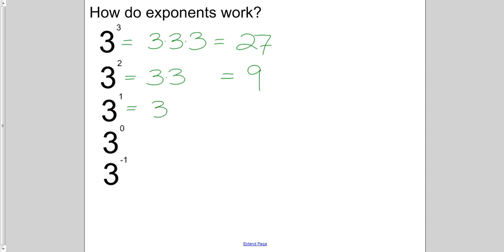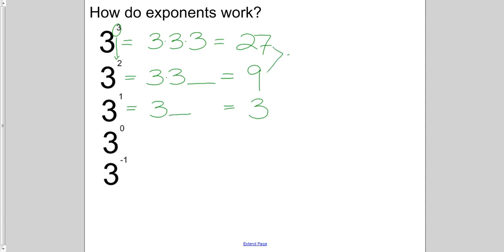Let's start off by looking at how exponents work. What we're going to look for here is a pattern. So we know at this point that 3 to the third power means that we're multiplying the base, in this case 3, by itself 3 times. So 3 times 3 times 3 gives us 27. 3 to the second power we know is multiplying by itself 2 times, which gives us 9. 3 to the first power means it's just 3. And if you look at our pattern here, every time the exponent decreases by 1, we're losing a 3.